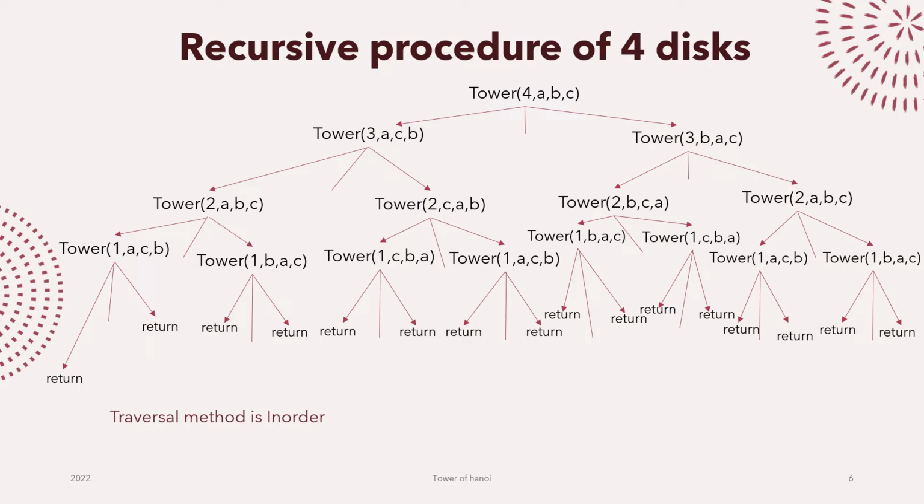So here the traversal method will follow the in order traversal method, and in the recursive procedure we are seeing that this matches with the tree method. So what is the in order traversal method? In the in order traversal method, first of all we print the left child, then the root node, and the right child.